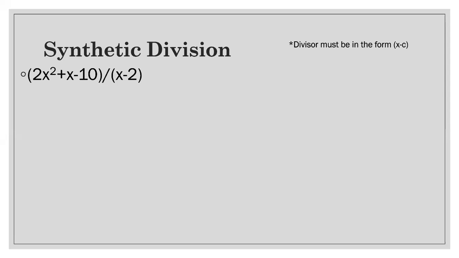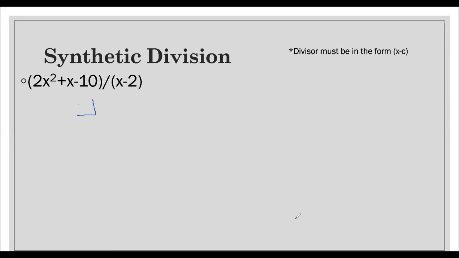So we have this example: 2x squared plus x minus 10 divided by x minus 2. What we're always going to do is put our c in a box over here. In this case, our c is 2. So we're going to put 2 up over here.